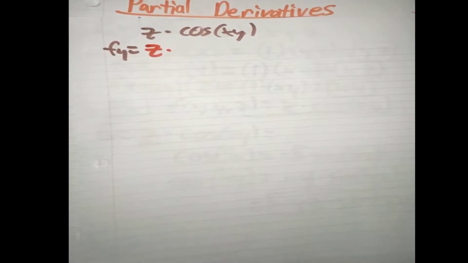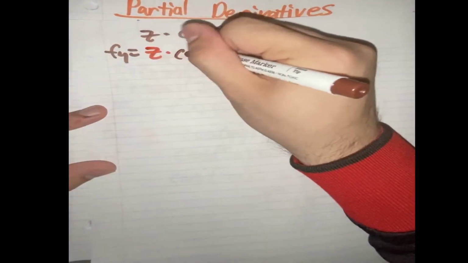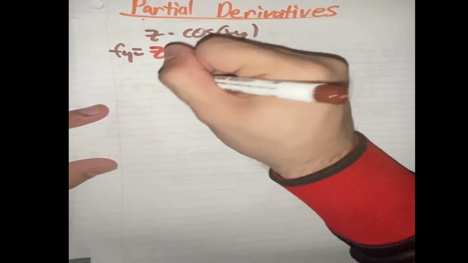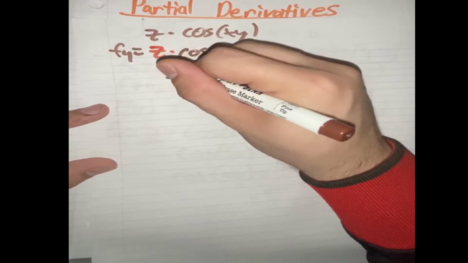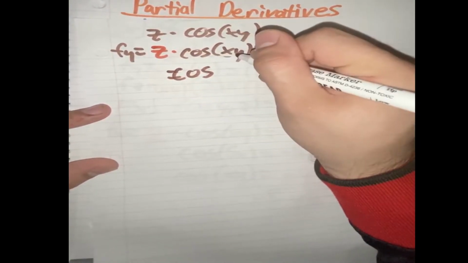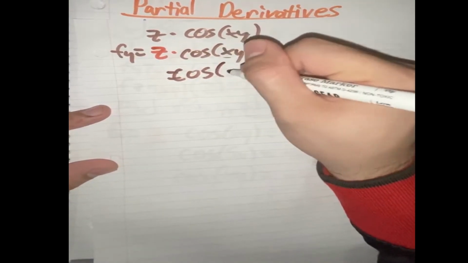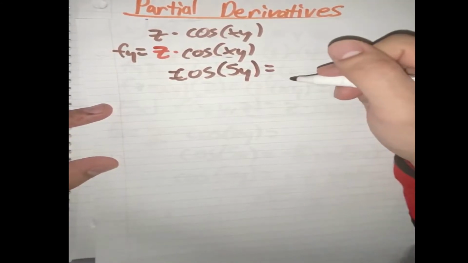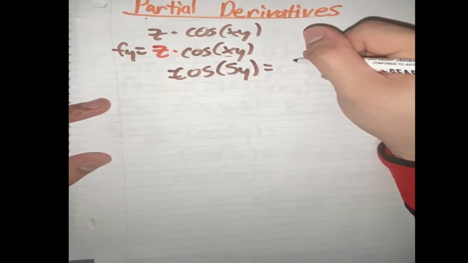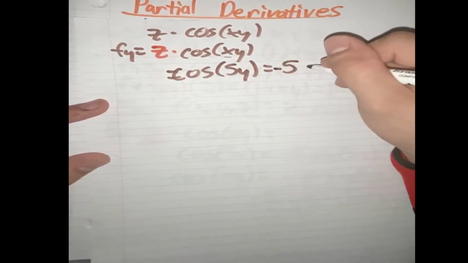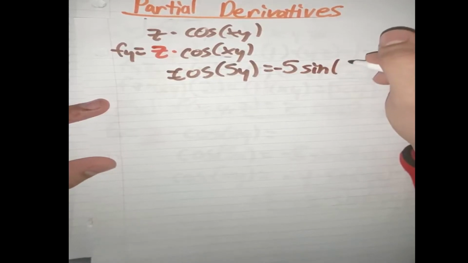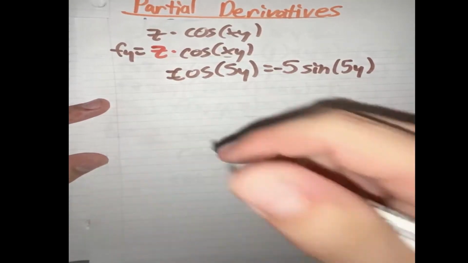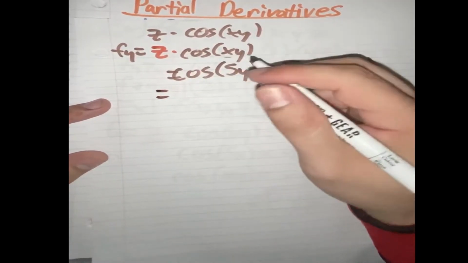Z dotted with the function that we're focusing on is cosine of xy. So we're going to pretend that our x is our constant. What is the derivative of cosine of 5y? The derivative of cosine of 5y would be negative 5 sine of 5y. So similarly, we treat x as a constant.